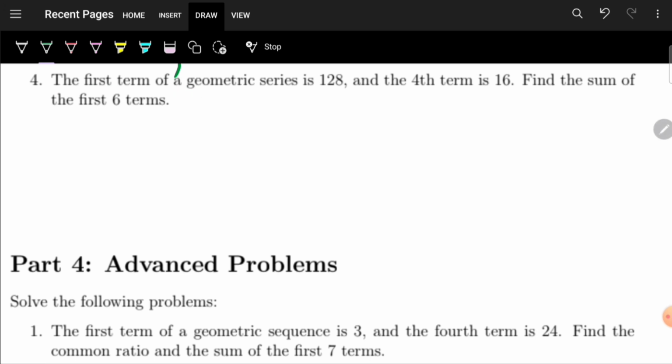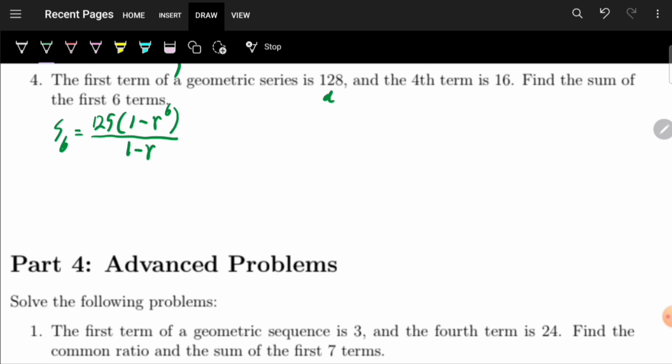So the first term of a geometric series is 128. So that's our 128. That's our A. The fourth term is 16. Find the sum of the first 6 terms. So the sum of the first 6 terms will be equal to the first term, 128, times 1 minus the common ratio, now we don't know the common ratio, to the power of 6, because it's the sum of the first 6 terms, all over 1 minus r.